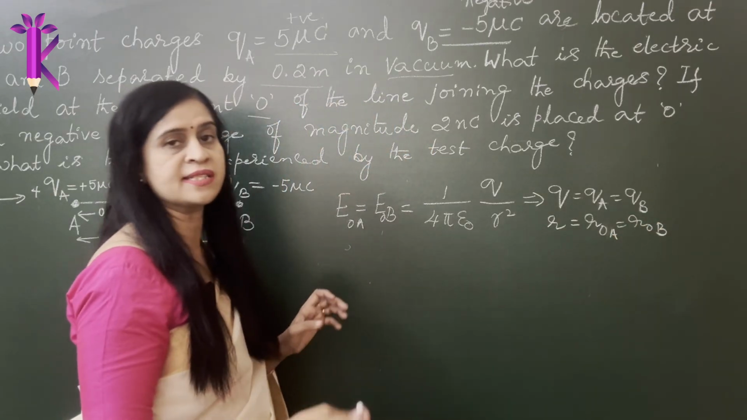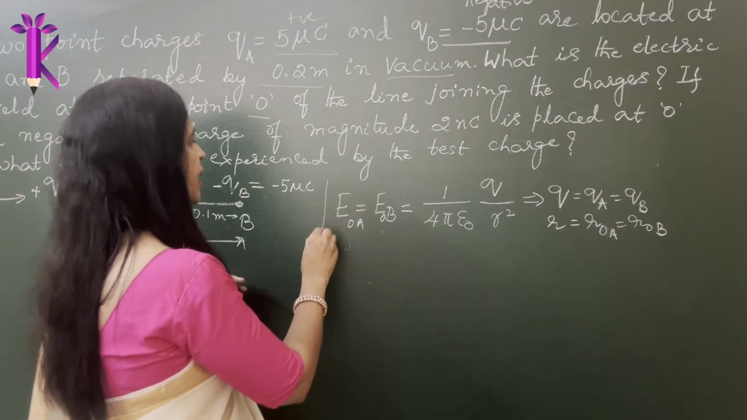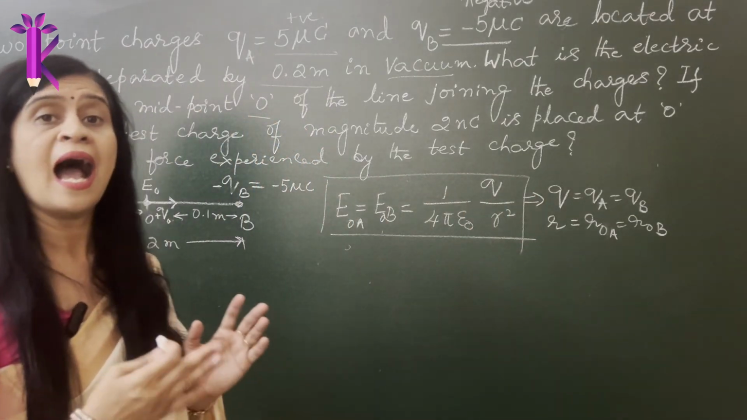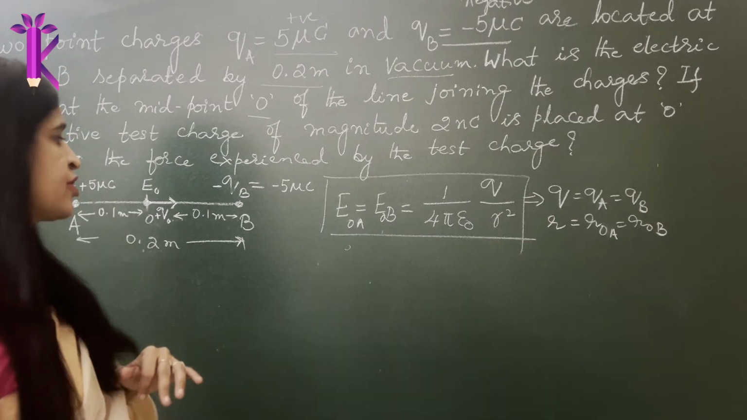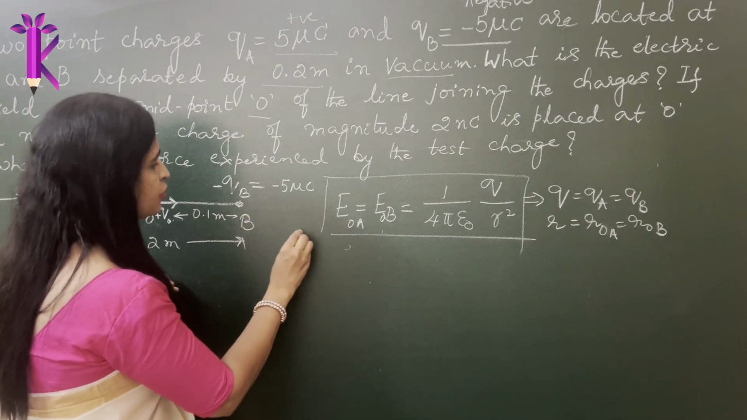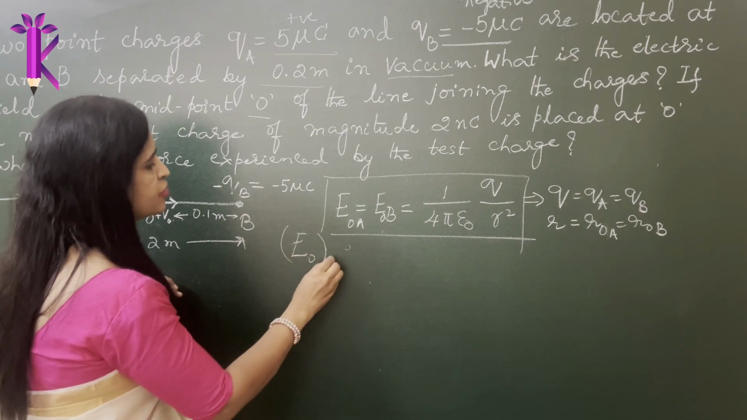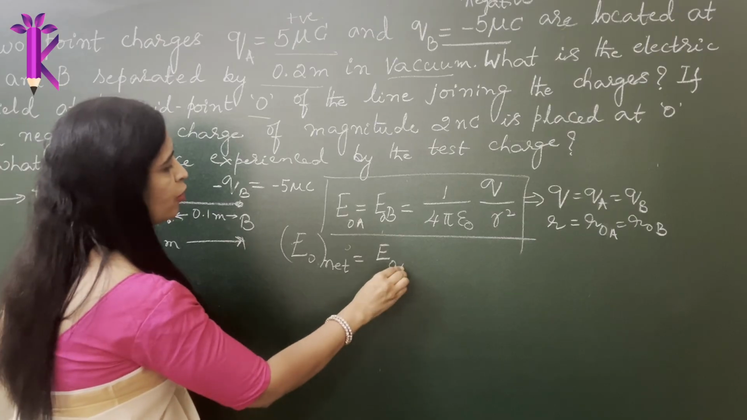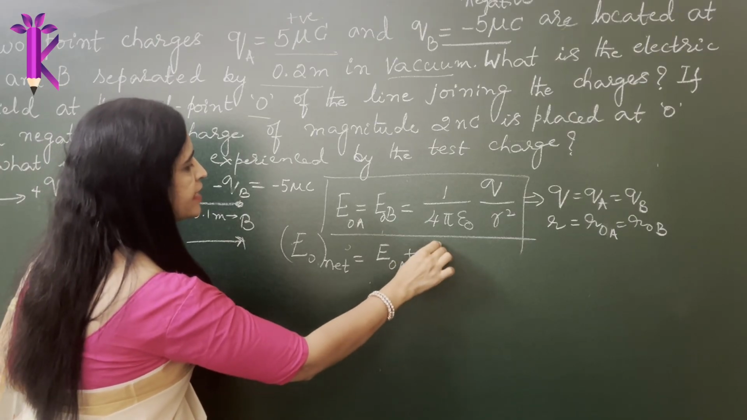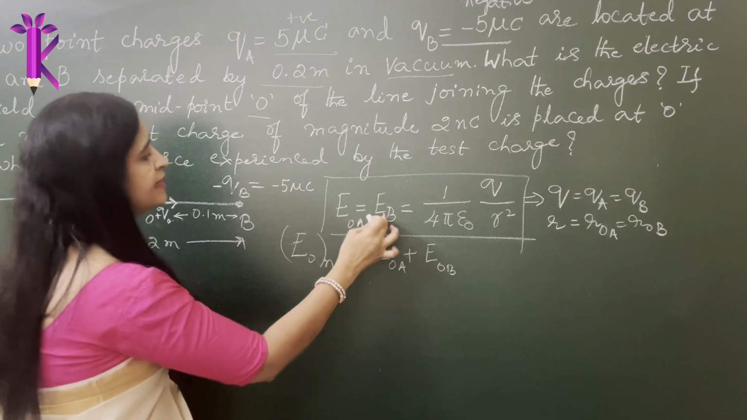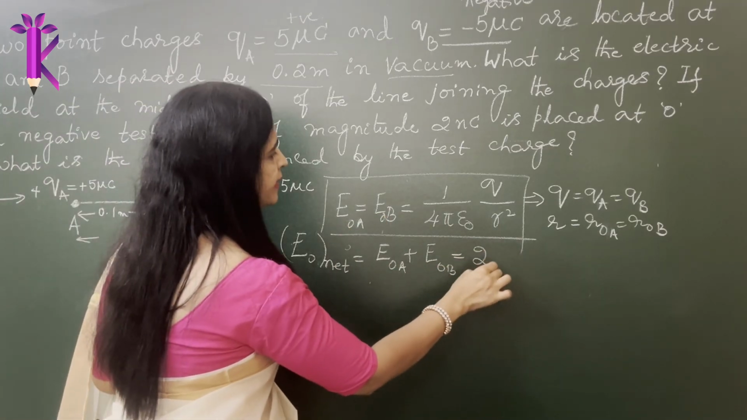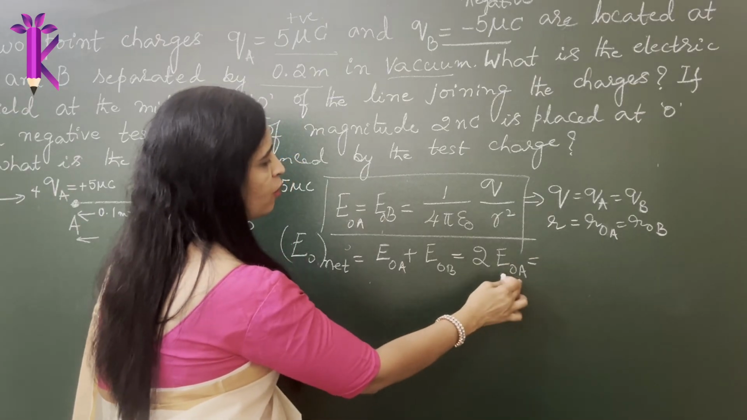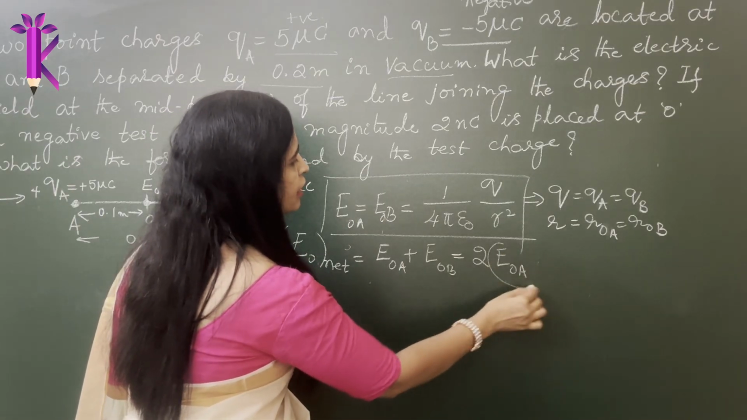They are the same because it is placed at the midpoint. Hence, by definition, it experiences the same force of repulsion as the force of attraction. So, what will be the net field on O due to A and B? The net field on O due to A and B is simply the electric field experienced by O due to A plus the electric field experienced by O due to B, but they are equal. Therefore, you can simply write it as 2 times E_OA, the electric field experienced by O due to A. So, you only have to figure this out.